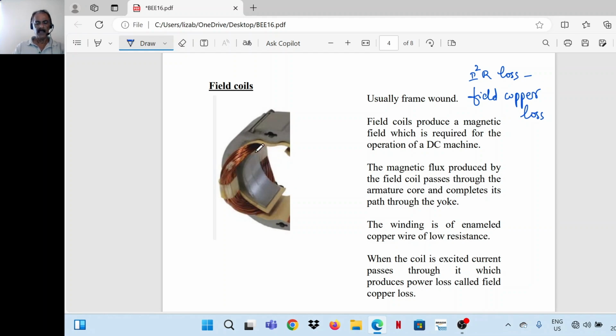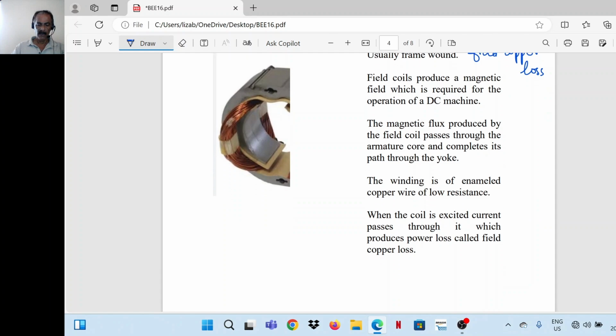So for producing a certain amount of flux, the flux density in the core being a design parameter, the MMF should be adjusted accordingly. MMF can be adjusted by adjusting the number of turns of the field winding as well as the current through it. Normally in a field winding the number of turns are more and current is less. Depending on the direction of the current through the field winding, the pole will get a particular polarity. So that is the field coil.